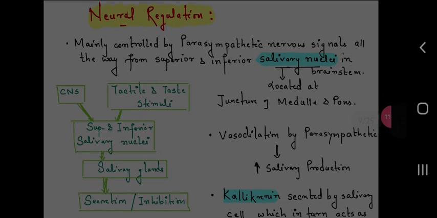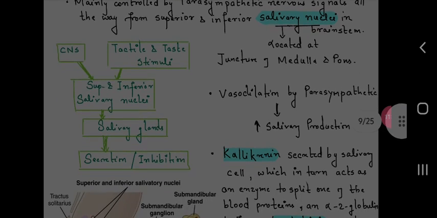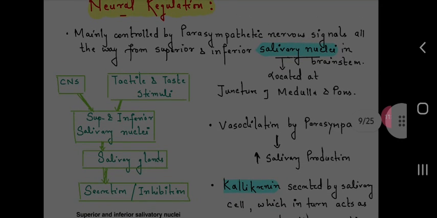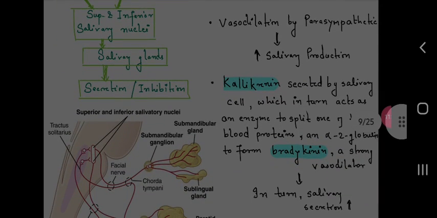Neuronal regulation, mainly controlled by parasympathetic nervous signals all the way from superior and inferior salivary nucleus in brainstem, located at junctions of medulla and pons, the pontomedullary junctions. CNS, tactile and taste stimulation, superior and inferior salivary nuclei, salivary glands, secretion or inhibition. Vasodilation by parasympathetic, increased salivary production.